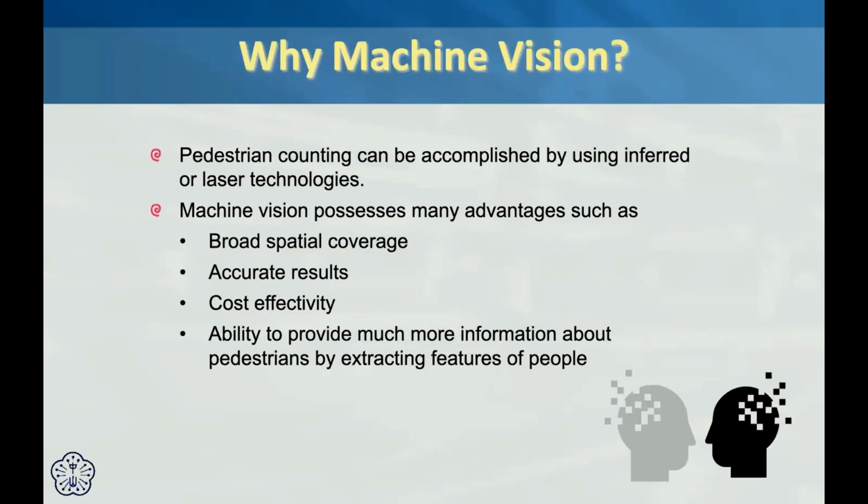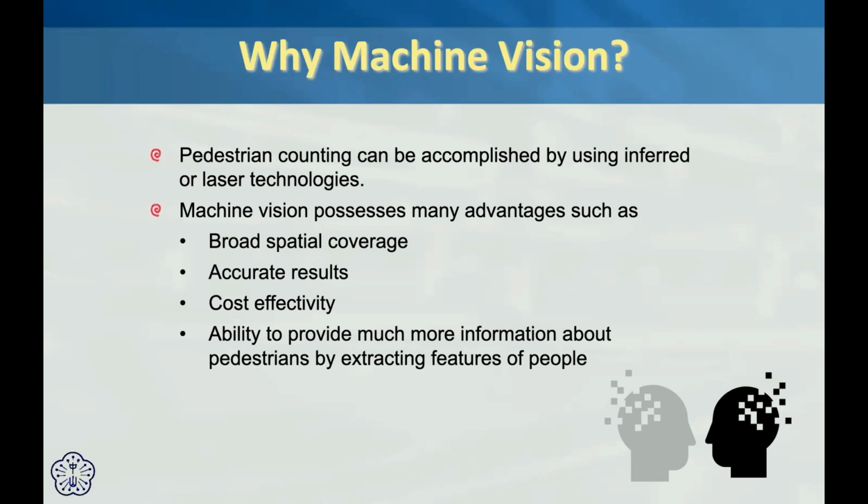And of course, you can use some other devices to achieve pedestrian counting. For example, you can use infrared or laser technologies. But machine vision has many advantages over those devices, such as the camera can give you a broad spatial coverage. And most of the time, machine vision can provide a more accurate result. And most importantly, machine vision usually is quite cheap compared to other devices.